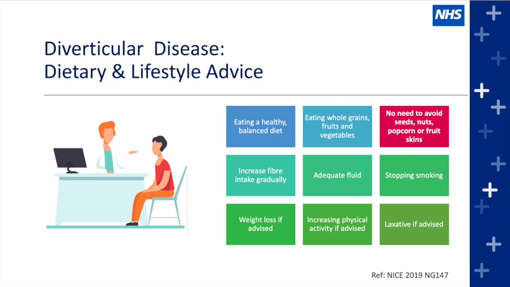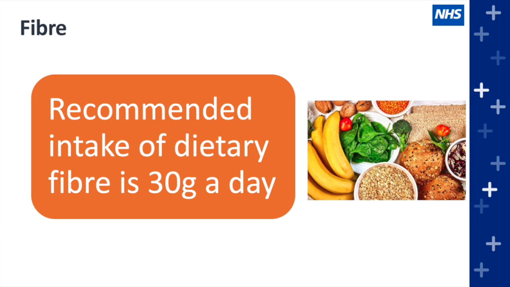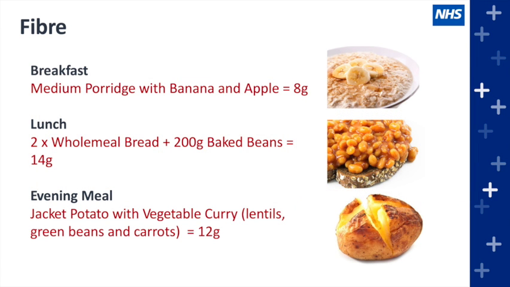We want you to increase your intake of fibre gradually. As Jim has already said, we know that diverticular disease is less common in those countries where they follow a more plant-based diet or a naturally higher fibre diet. So the recommended intake of fibre is 30 grams a day. It might be really useful to give some examples of what you could include in your diet that would end up giving you about 30 grams a day of fibre. We've got a slide here showing that if you had a breakfast with a medium-sized bowl of porridge with, say, banana and apple on, that would give you about 8 grams.